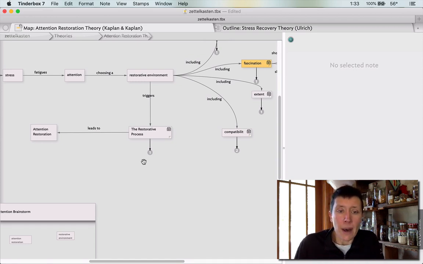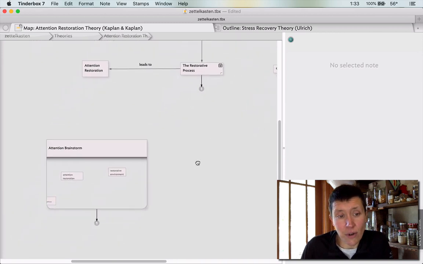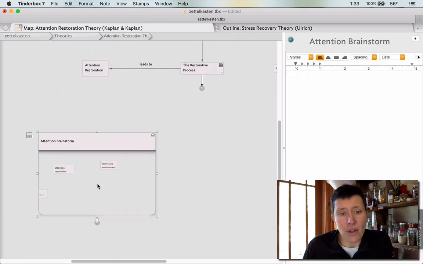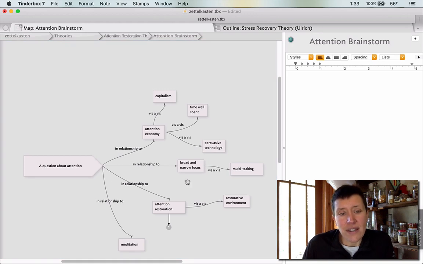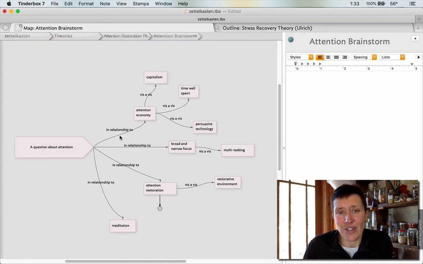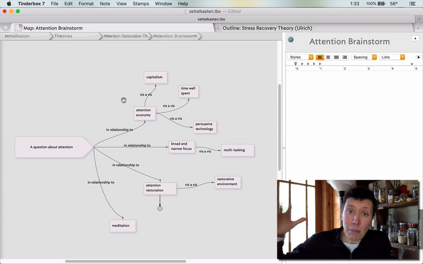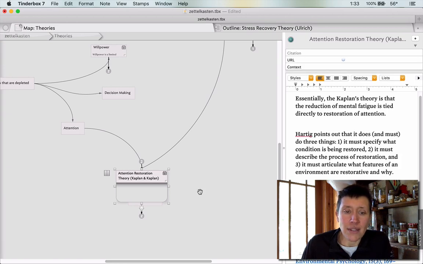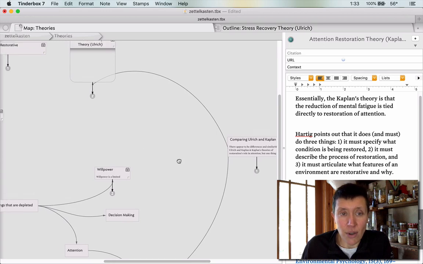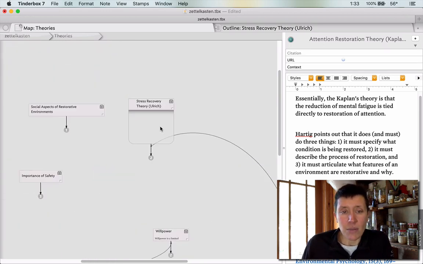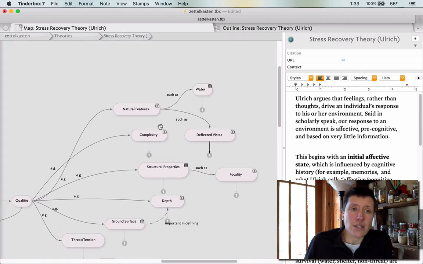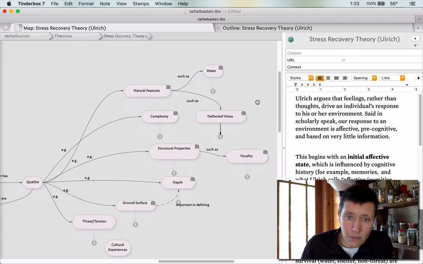And just for grins, I also have this little brainstorming box here. I double click in it, and I have all these thoughts about attention that are kind of cooking in this particular model, which I think is a neat way that you can use Tinderbox. So I've popped back up to the theories pane, and I want to go over to the other model to show you how I'm using that one, which is similar, but it's different too. So this is the stress recovery theory.